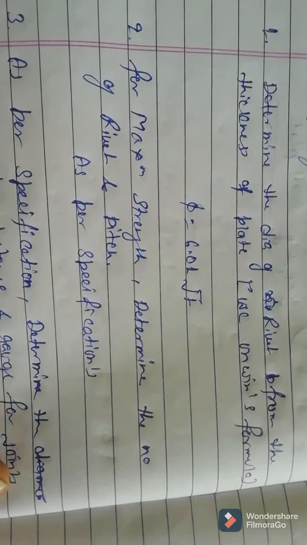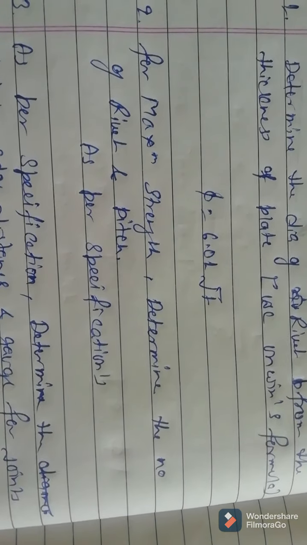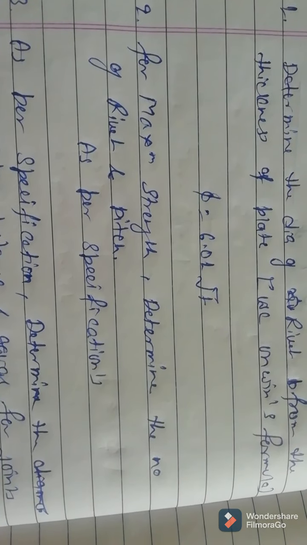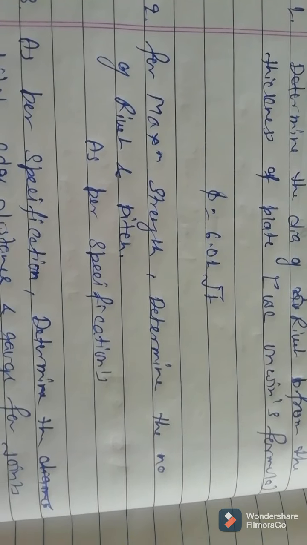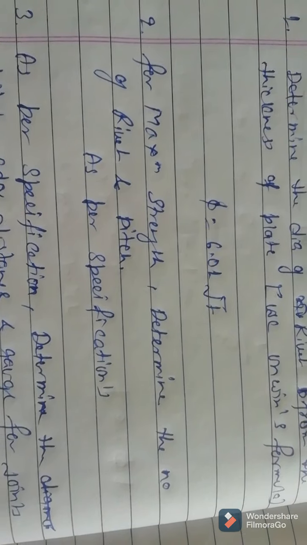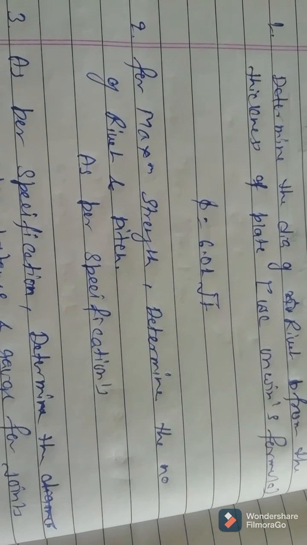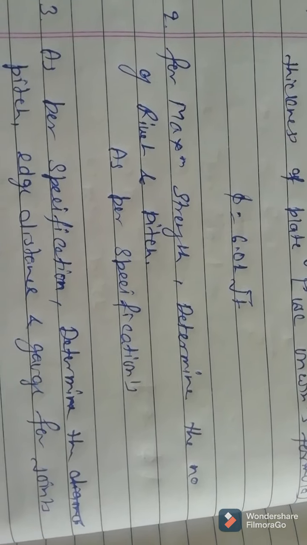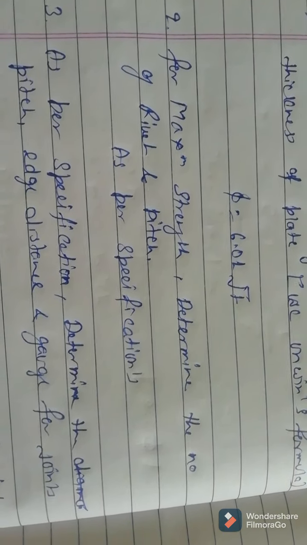Now the second step is, for maximum strength, determine the number of rivets and pitch as per specifications. So how do you calculate the number of rivets? You have to calculate the number of rivets by using the rivet value and the force. So what is the rivet value? As you know, that is the shear strength and the bearing strength. The minimum of these two is called the rivet value.